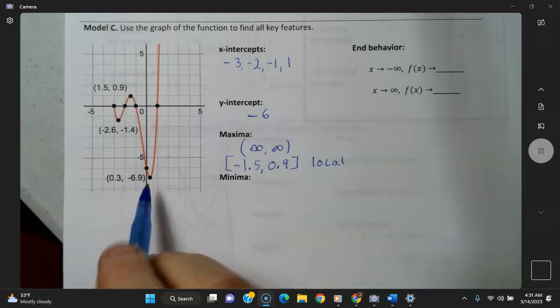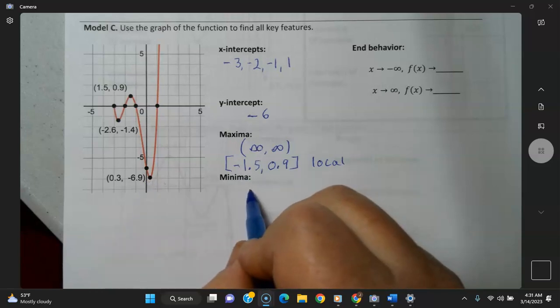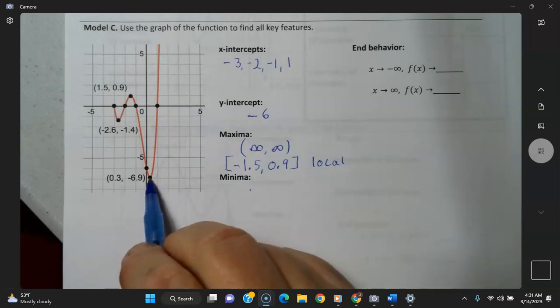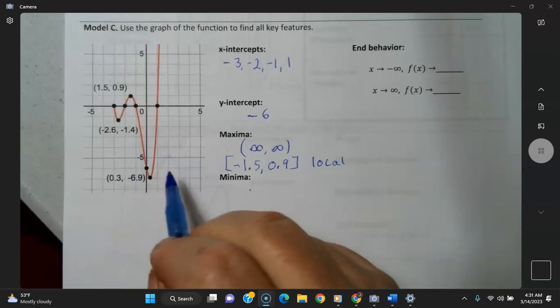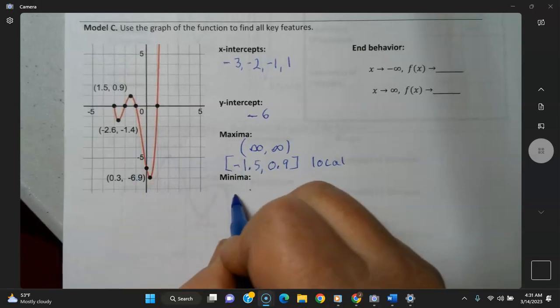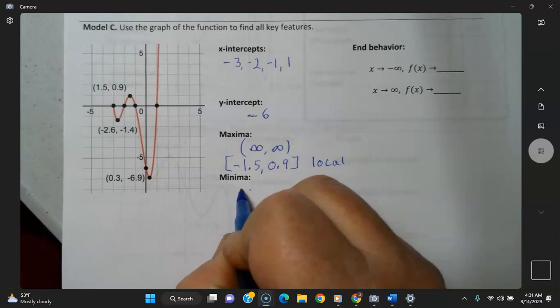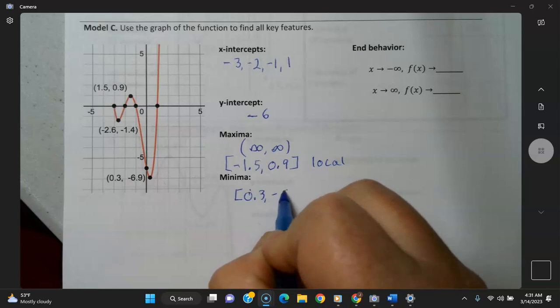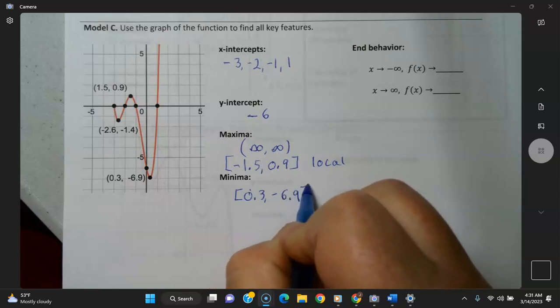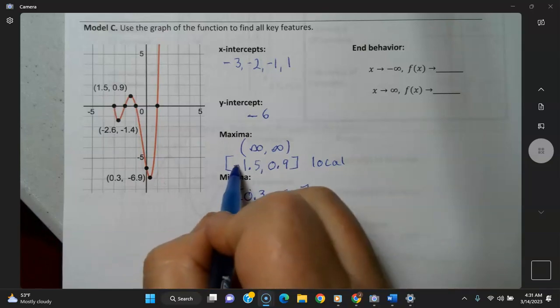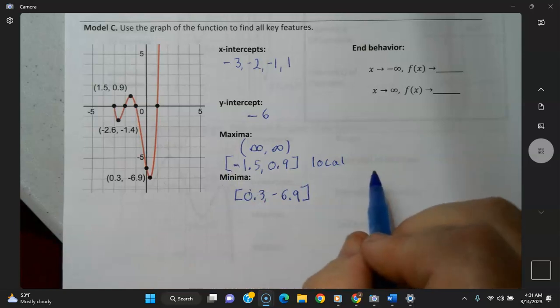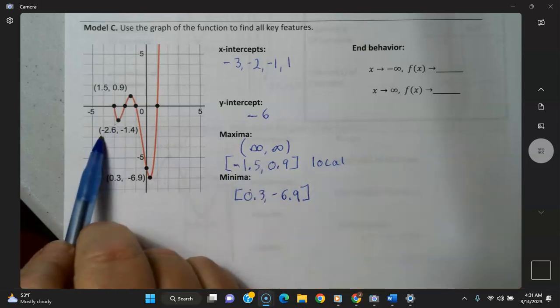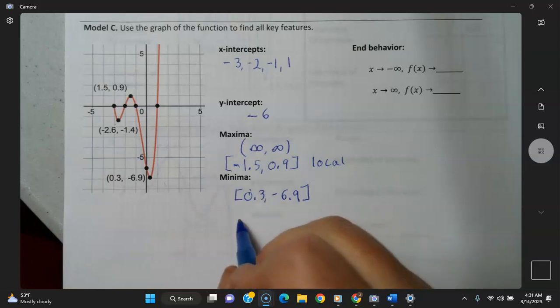Minimum is down here. And that is the absolute minimum. There's no lower point on the graph anywhere than this right here. Okay, there that is right there. Okay, and there's a local minimum right there at -2.6, -1.4.